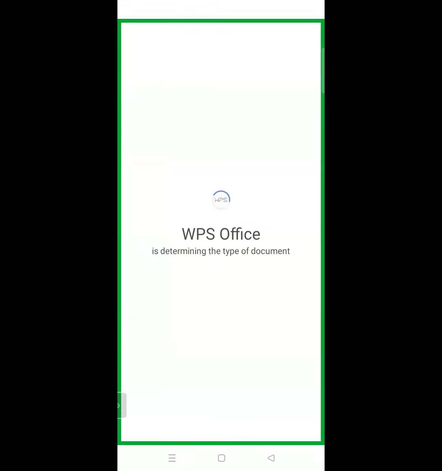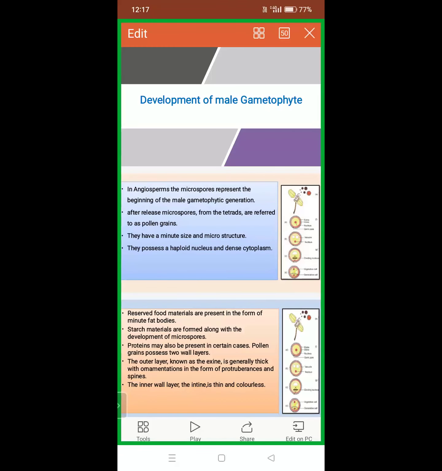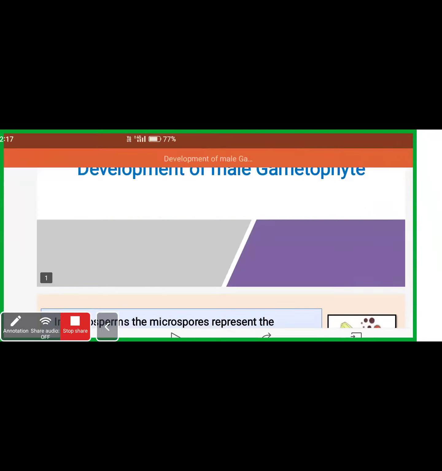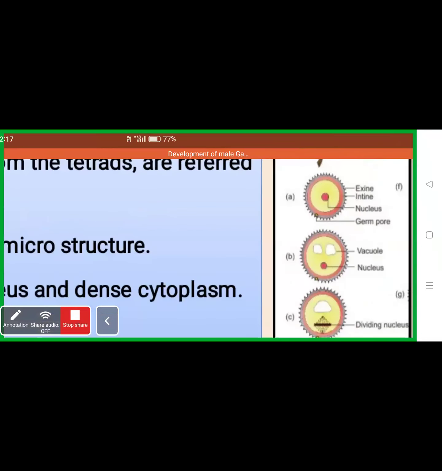In the pollen grain structure, we observed exine and intine. Did you hear up to that point? Yes. Okay.